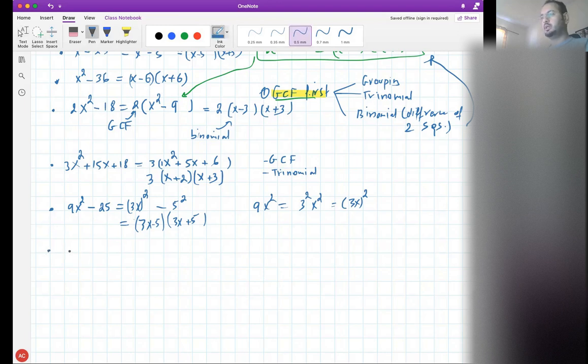Other times you may have something like this. Say x to the sixth minus, let's say, 49. So again, always look for a GCF. We don't have a GCF here. Can we make two squares out of this? Can we make two perfect squares since we have a difference?